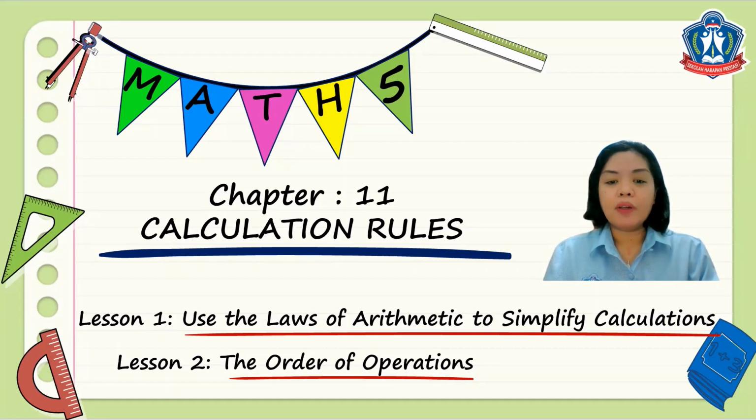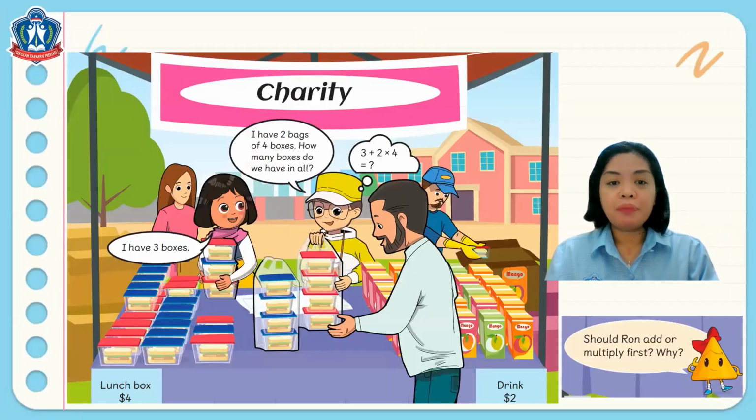Okay, children, come on, let's get started. Take a look at this picture. The girl said that she has three boxes. The boy said that he has two bags of four boxes. So how many boxes do they have in all?